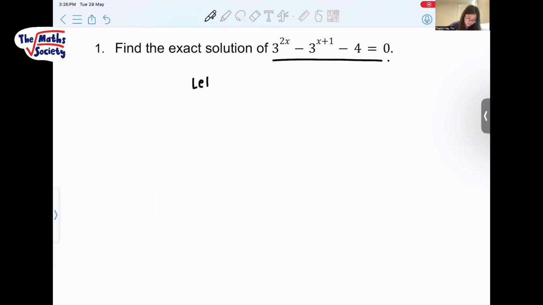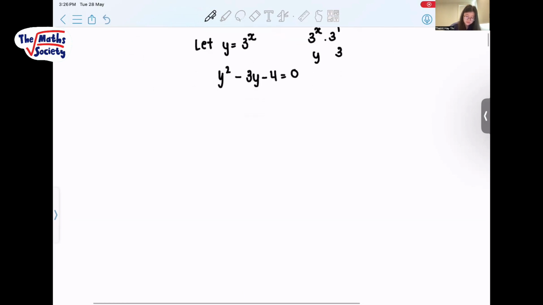So firstly, we'll let y equal 3 power x. So 3 power 2x is going to be y squared. And then 3 power x plus 1 is 3 power x times 3 power 1, right? So it's 3, and 3 power x is y, so it's going to be 3y, minus 4 equals 0, and then we'll just use the normal cross method.